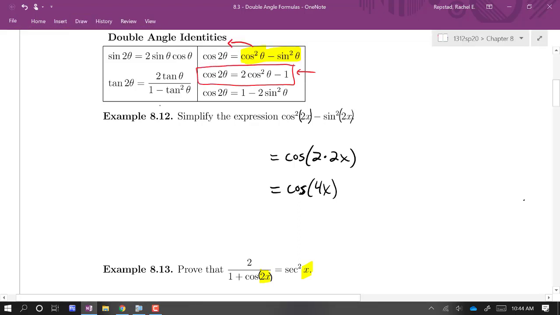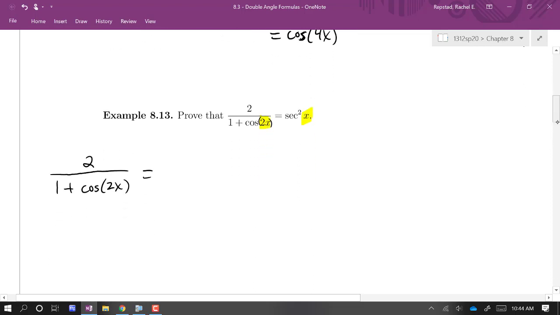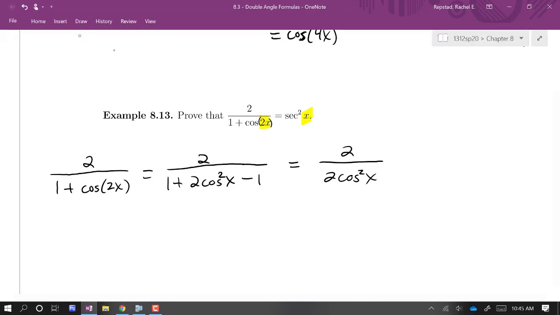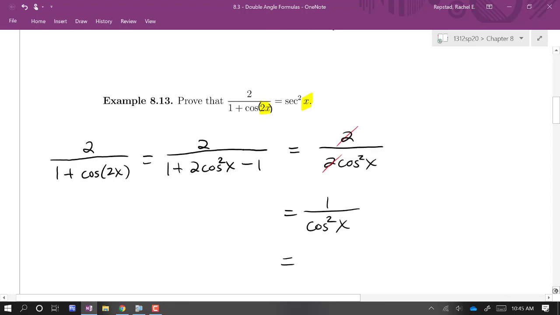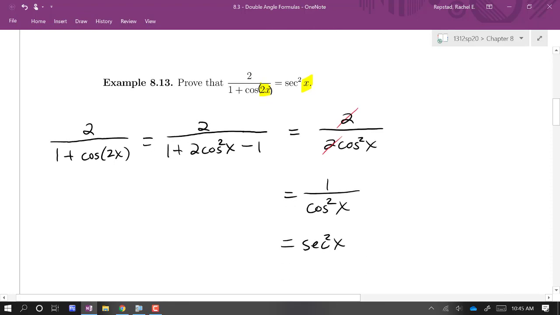So I'm going to replace cosine 2x with 2 cosine squared x minus 1. So on the bottom I have 1 plus 2 cosine squared x minus 1. Now we have in the denominator a 1 and a minus 1, so those cancel, and we have 2 divided by 2 cosine squared x. We can cancel those 2's. Now we've got 1 over cosine squared x, which is secant squared x, and that's what we wanted.